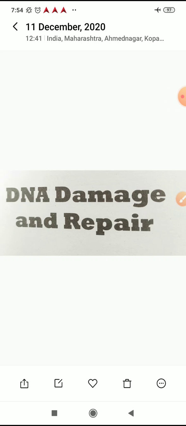DNA damage and repair. So we have seen the process responsible for damage of DNA. Now how this damaged DNA is repaired in nature inside the cell, that we will see here. We have seen DNA damage can occur due to exposure to the UV radiation, X-rays, or exposure to certain chemical substances.